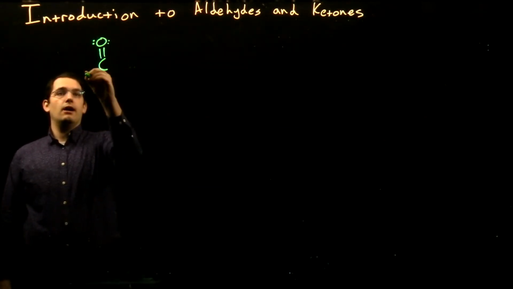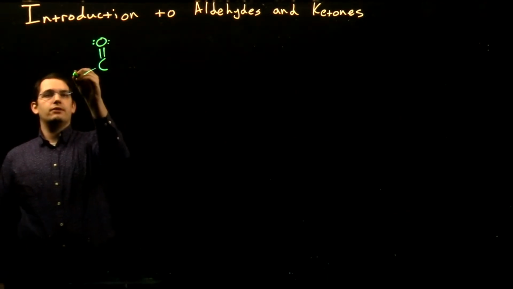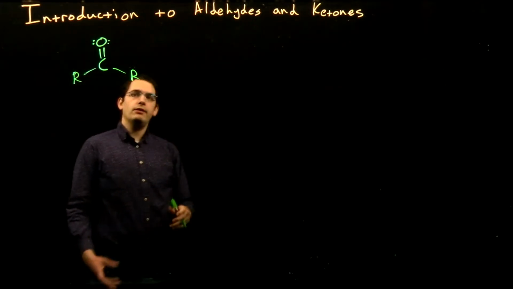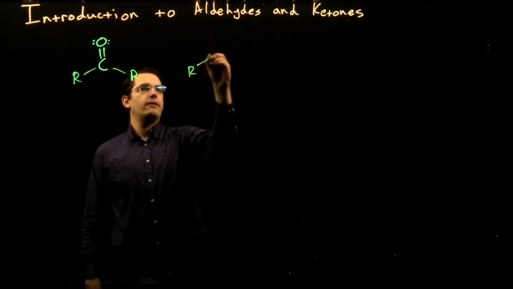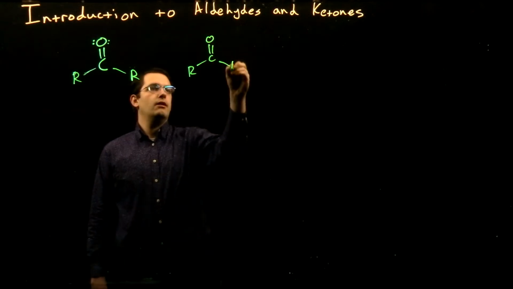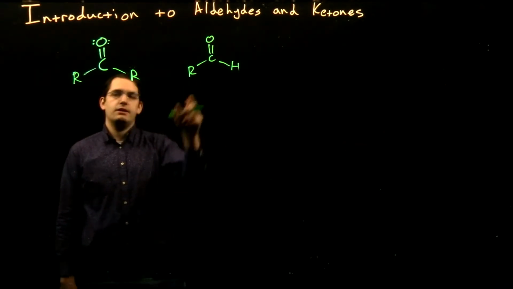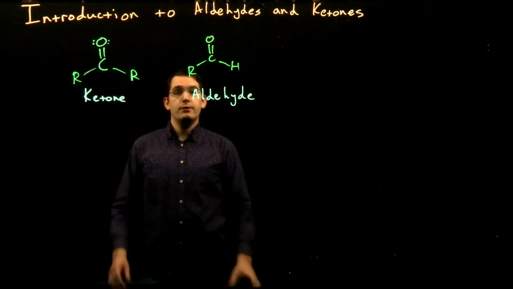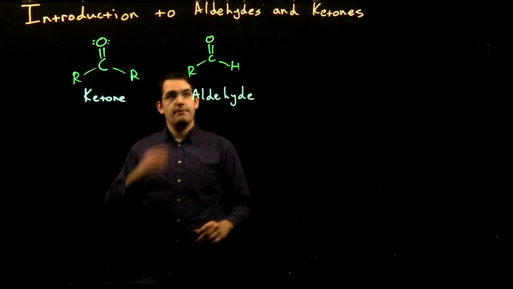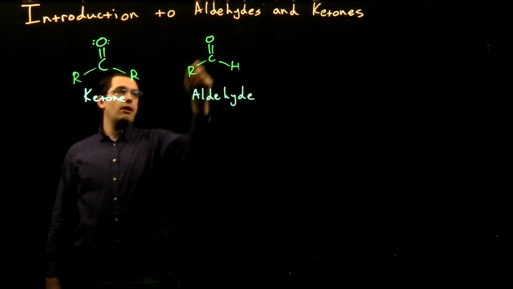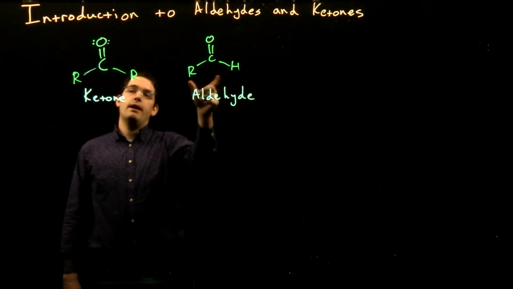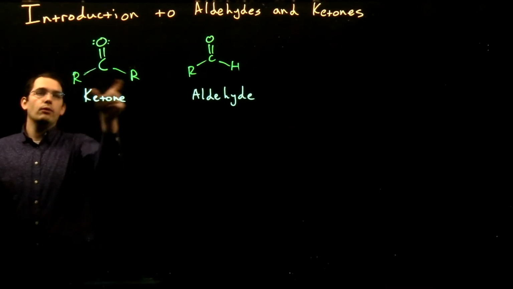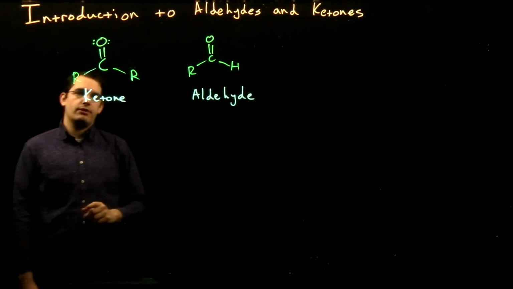A ketone contains our carbonyl attached to two carbon-based chains on either side. Our aldehyde is similar, but with a hydrogen, or perhaps two hydrogens, attached to that carbonyl instead of our carbons. Aldehydes and ketones are our two simplest carbonyl-based functional groups. Our aldehydes have our carbonyl with at least one and perhaps two hydrogens bonded to that carbonyl. Our ketones have only carbons bonded to that central carbonyl.